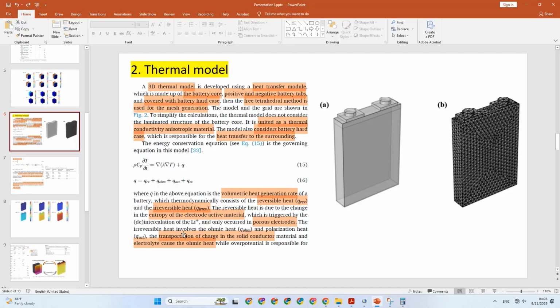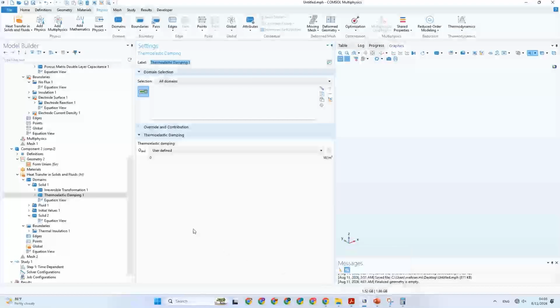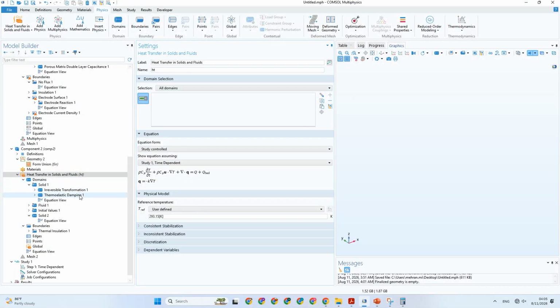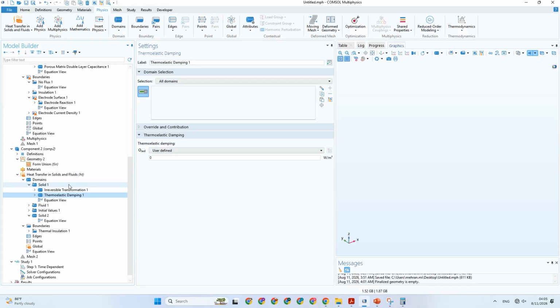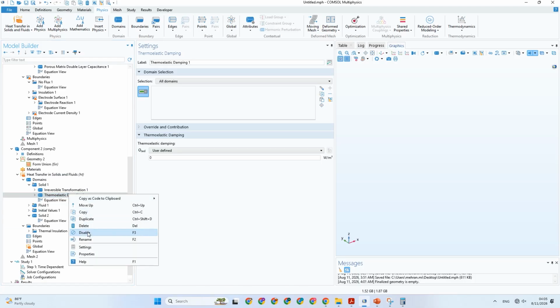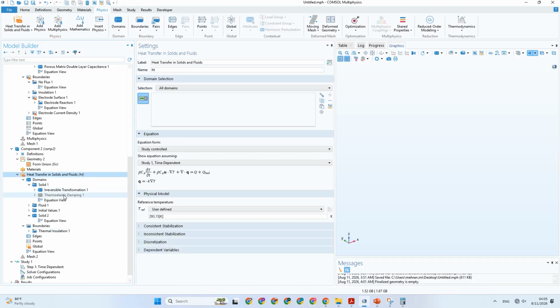Let me see. The irreversible heat involves the ohmic heat and polarization heat. The transportation of charge in solid conductor actually causes ohmic heat. Transportation of charge, ohmic heat. Maybe ACT, or we can add them. These all of them are Q. QTD, it's maybe thermoelastic. When we add any Q, let me disable this. I guess still see that.